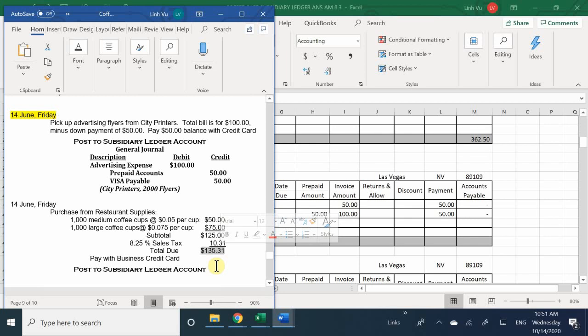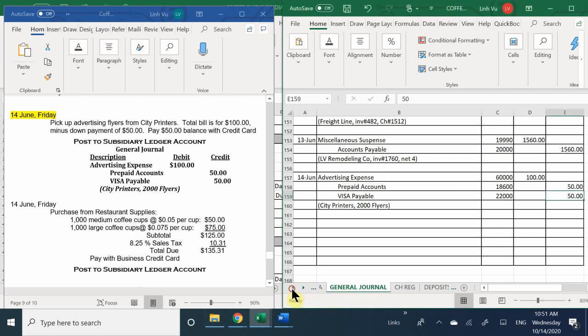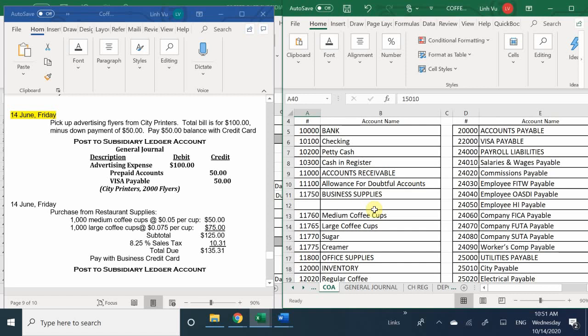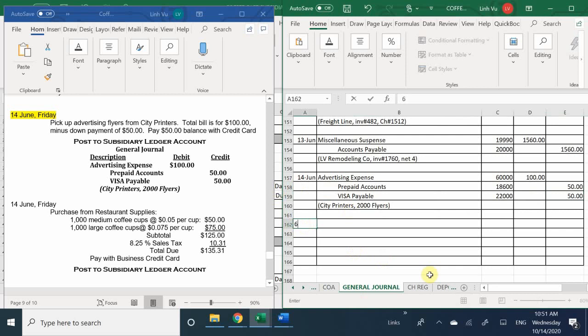Can someone tell me, is there an account under business supplies for medium and for large cups? Okay, and what are they? The account for the medium is 11,760, and the large is 11,765. Okay, perfect. So we do have an account for that. And we know that we paid with our business credit card. So in this case, I'm going to indicate here on June 14th that I purchased medium coffee cups, so I can serve my coffee. I'll also offer large coffee cups.